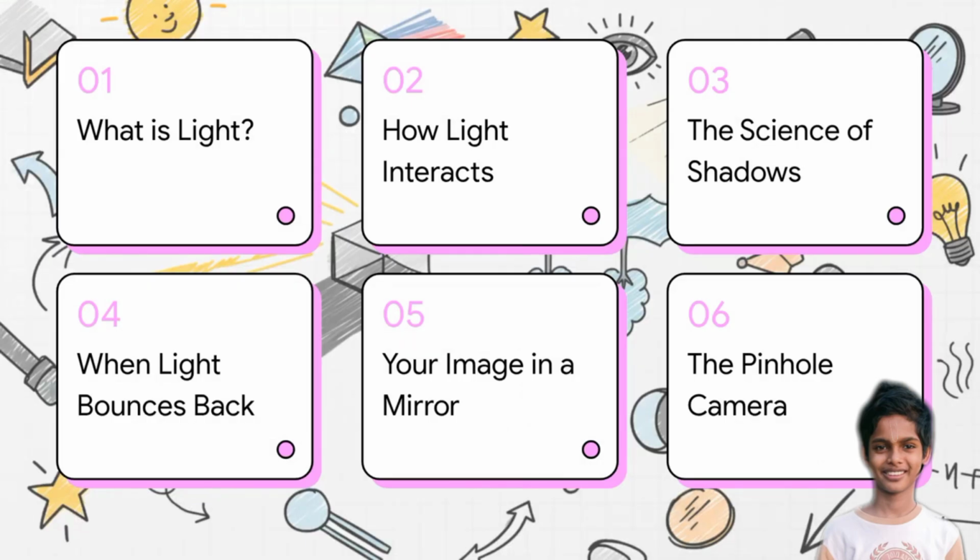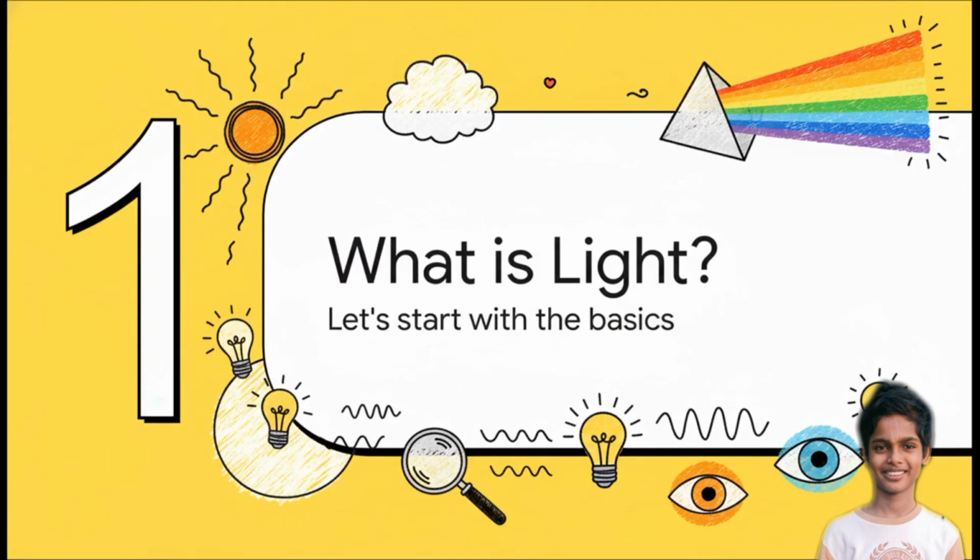Okay, so here's our game plan for today. Think of this as our roadmap. We'll start with what light is, how it interacts with stuff, get into shadows, reflections, mirrors, and even a cool little pinhole camera. By the end, you're going to be a pro at this. All right, first up, we're starting with the absolute basics. What even is light? Let's figure out the star of our show.